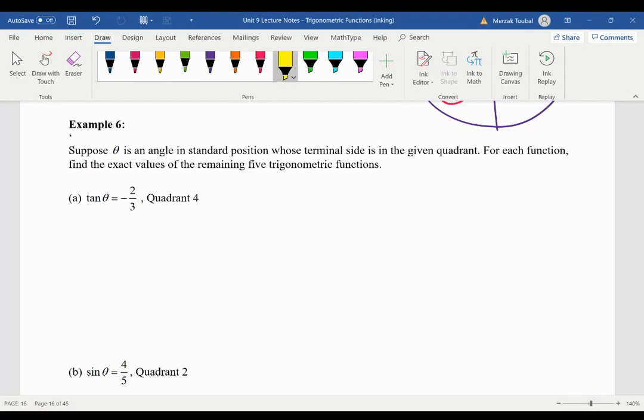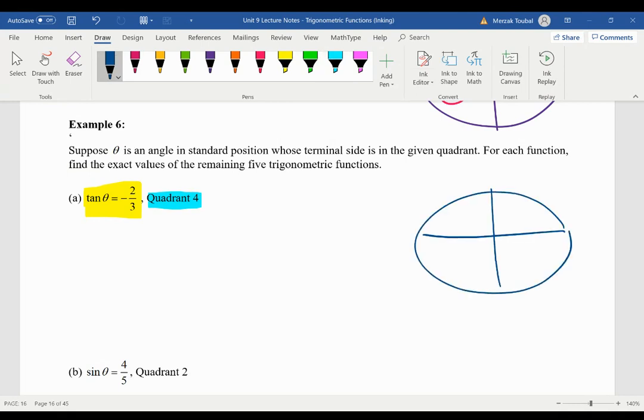So example A. We're given the tangent of theta, which is negative 2 over 3, and this is in quadrant 4. Okay, let's show the figure. This is quadrant 4. Here's a triangle. Let's put theta. Tangent theta is negative 2 over 3. This is negative 2, and that's 3.